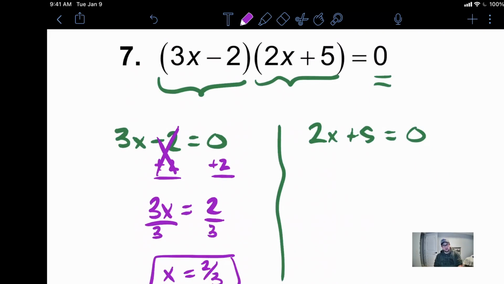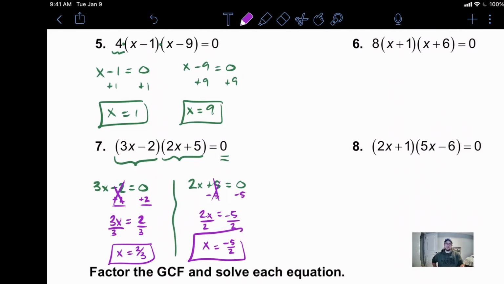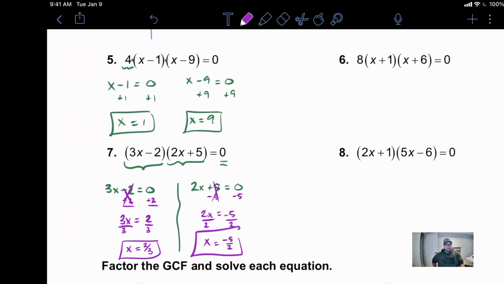On the other equation, subtract 5 from both sides. I get 2x is equal to a negative 5. Divide by 2 and divide by 2. And we find out x is equal to a negative 5/2. Just like that. Now let's look at problem number 9.